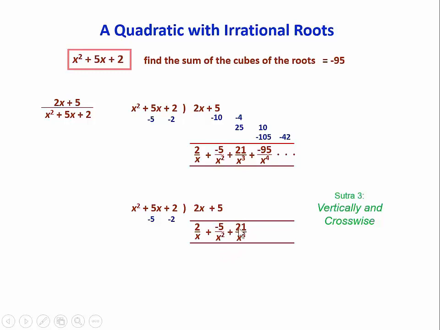So the next step will be to multiply the minus 5 and the 21 with those. So minus 5 times 21 is minus 105. And minus 2 times minus 5 is 10. The minus 105 with 10 added is minus 95. So we get the same results as before. And that's a quicker method.